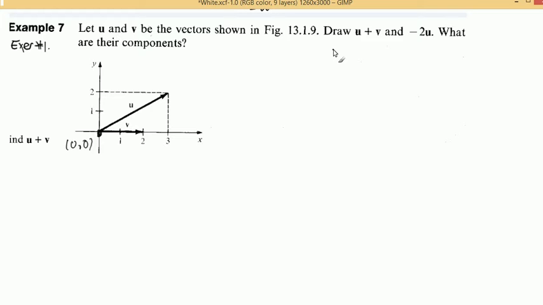Using the parallelogram law, right? That's what you're supposed to be doing. How about negative 2u? 2 times the vector, but on the opposite side, right? That's what you should be doing. All right.